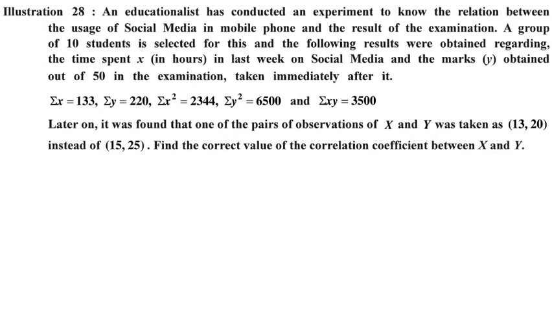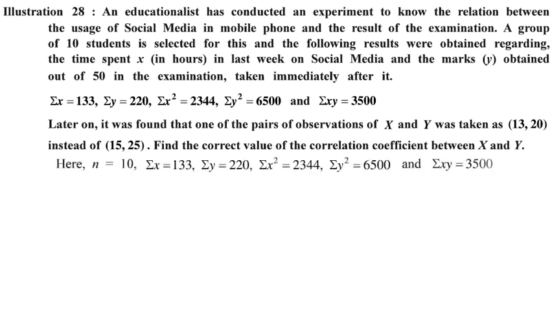Illustration 28. This is a longer illustration. An educationalist has conducted an experiment to know the relation between usage of social media in mobile phones and the result of the examination. A group of 10 students is selected for this and the following results were obtained: summation x, summation y, summation x square, summation y square and summation xy. But a pair of observation of xy was taken as 13 and 20 instead of 15 and 25. So this is a question of a correction method. You have to correct the answer.